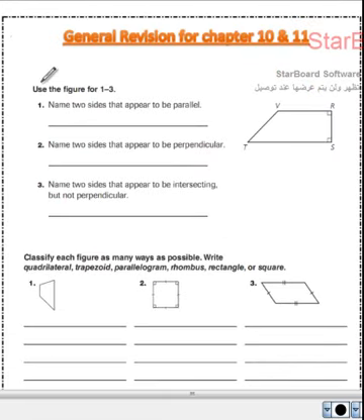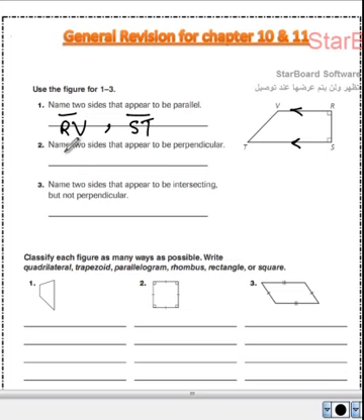This page, the first question says, use the figure for questions 1 to 3. Name two sides that appear to be parallel. You should choose two sides from this figure which are parallel to each other. I can see the first one, RV. The second one, great, ST. A line segment RV and a line segment ST.